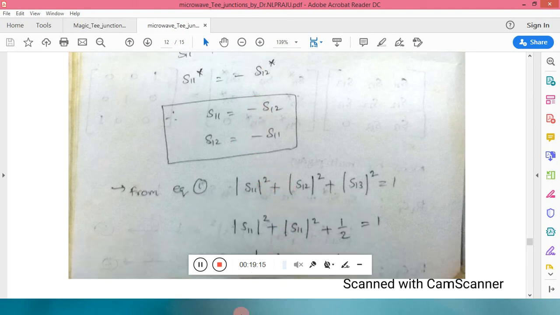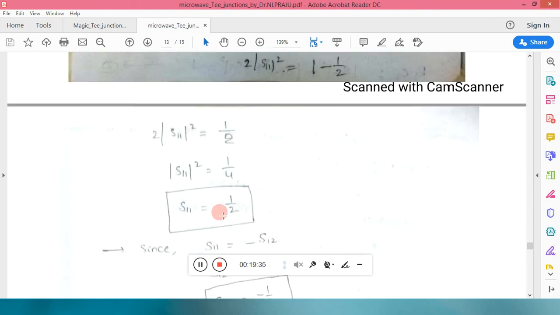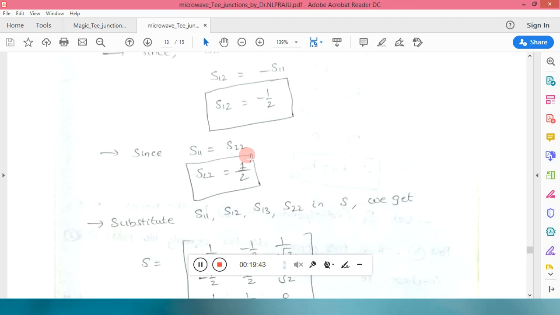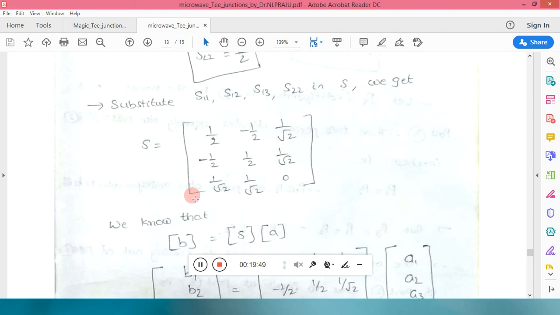Now substitute all the above values in equation 1. Since S12 equals minus S11, we get S11 square plus S11 square again, plus 1 by 2, that is 1 by root 2 whole squared, equal to 1. From this we get S11 equal to 1 by 2. Since S11 equals minus S12, we get S12 equal to minus 1 by 2. Since S11 equals S22, it is 1 by 2 again. Substituting all the above values, we get the matrix S like this: 1 by 2, minus 1 by 2, minus 1 by root 2, 1 by root 2, and so on, with 0 in the last position.